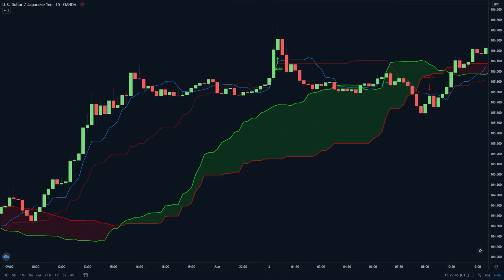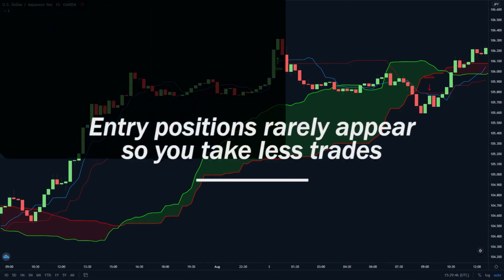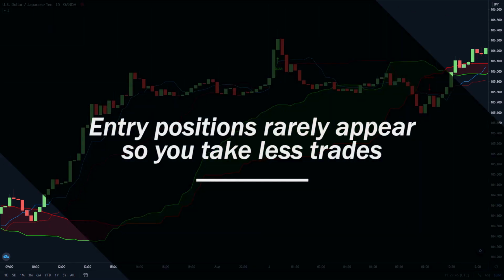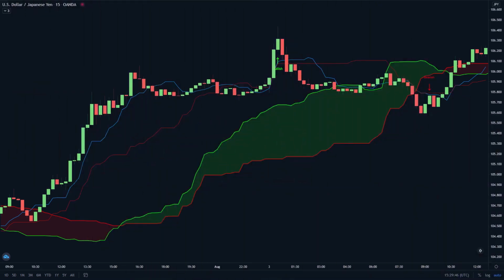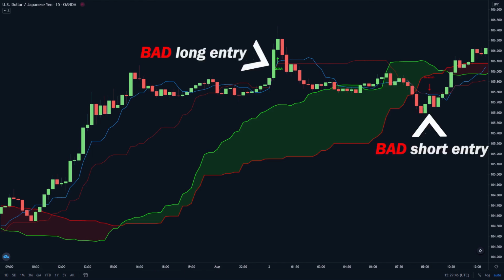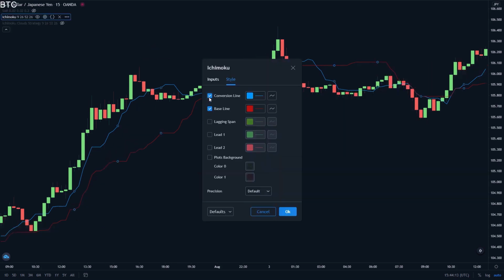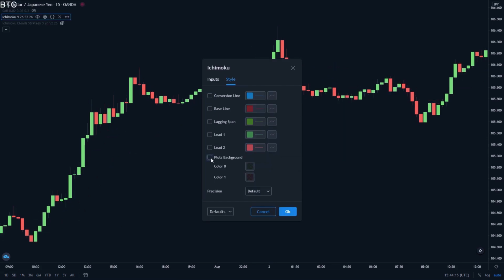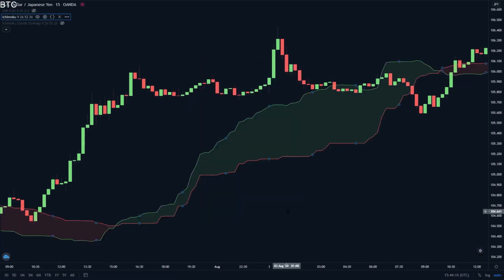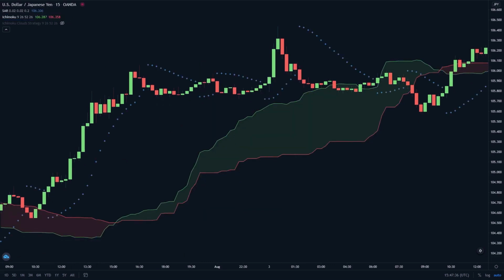Trading using the Ichimoku indicator isn't really effective because the conditions to meet the buy and sell signals very rarely appear, so you take fewer trades. And when it does appear, it is not even a good entry signal. Most of the trends already happened before. So instead, I am actually going to remove the baseline and the conversion lines and replace it with a parabolic SAR. So now, we only have the Kumo cloud and the parabolic SAR.